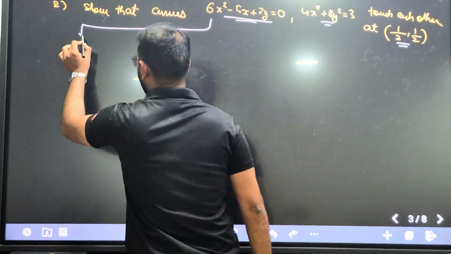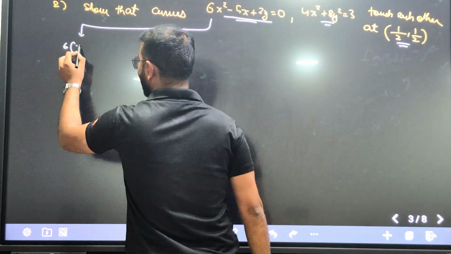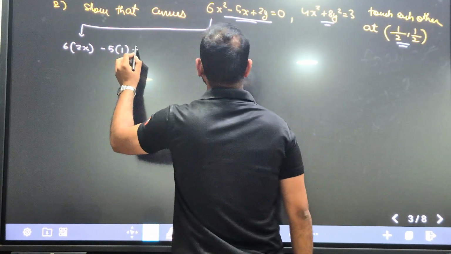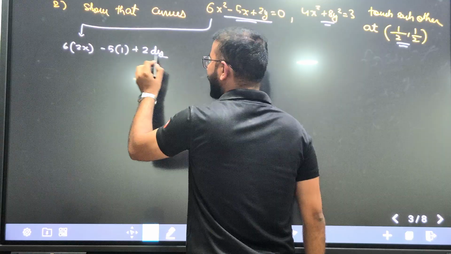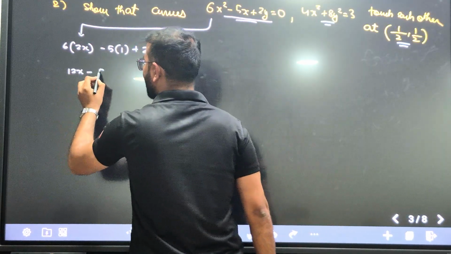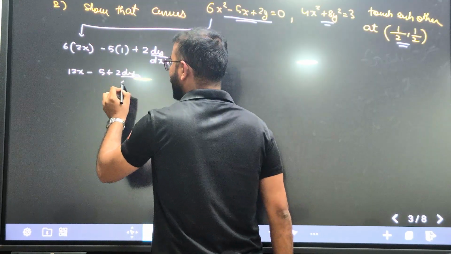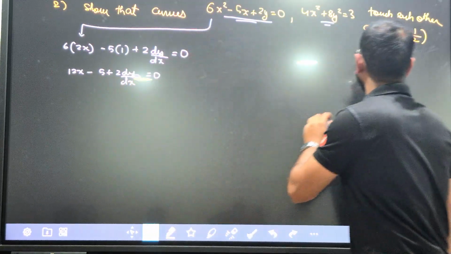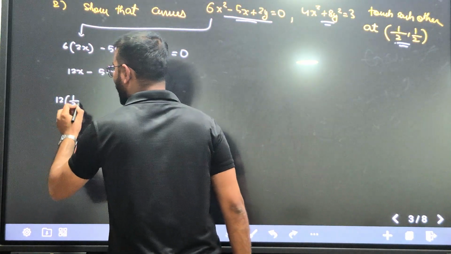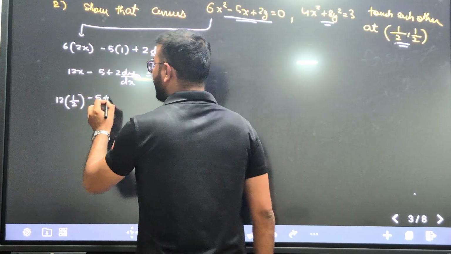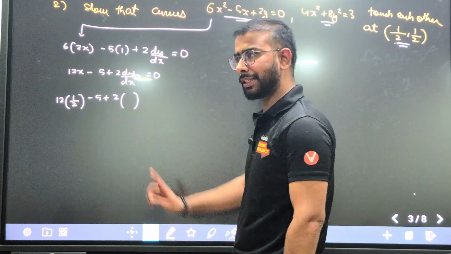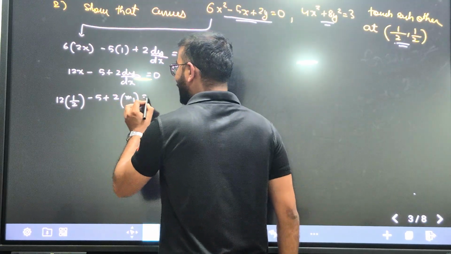Let's start differentiating this one. 6 as it is, x square differentiation is 2x, right? Minus 5 as it is, x differentiation 1, plus 2 into y differentiation, dy by dx, equals 0. So this will become 12x minus 5 plus 2 dy by dx. Now what point do we have to substitute? 1 by 2 comma 1 by 2. So substitute 12 into x, which is 1 by 2. Is there any y here? No. And what will my dy by dx become? Slope. Is it m or m1? m1, since it is the first curve.